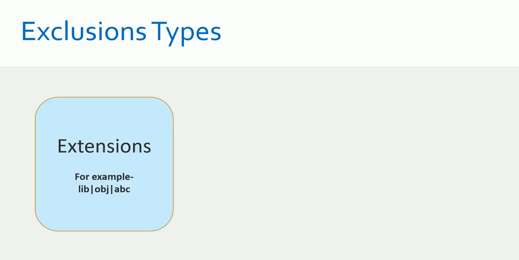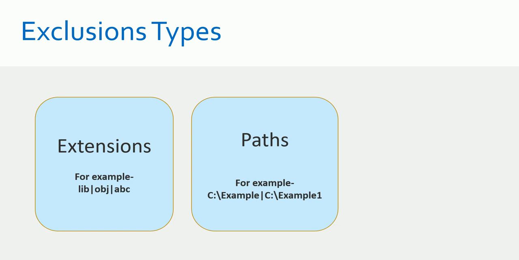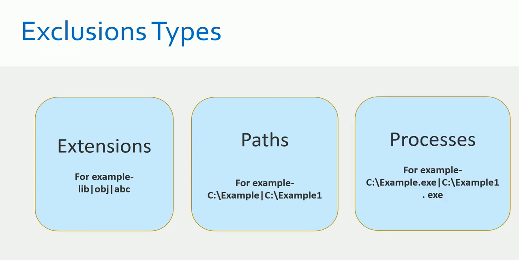Now let's try to understand what types of exclusions we have. We have exclusions called extensions, so we can provide the file extension in our exclusion policy. We can create an exclusion policy based on the path, like C colon example or any other path, you can keep it there. And the process-based one. So we have three types of exclusion: extensions, paths and processes.